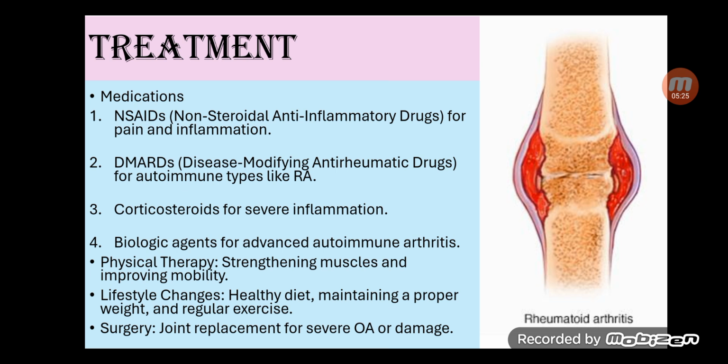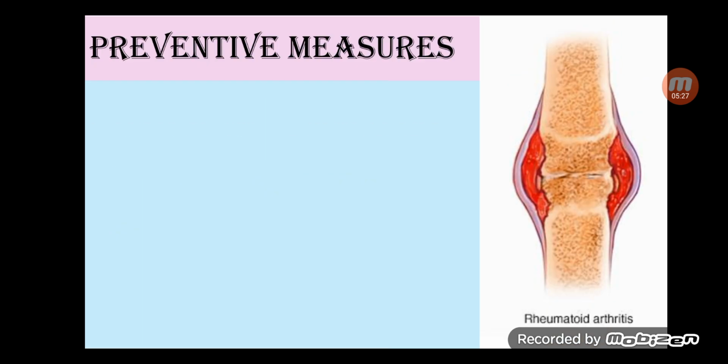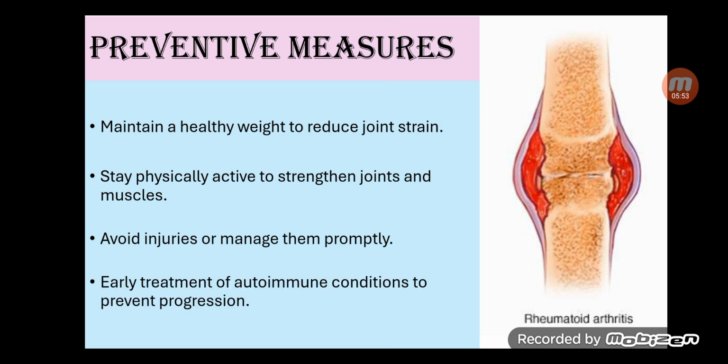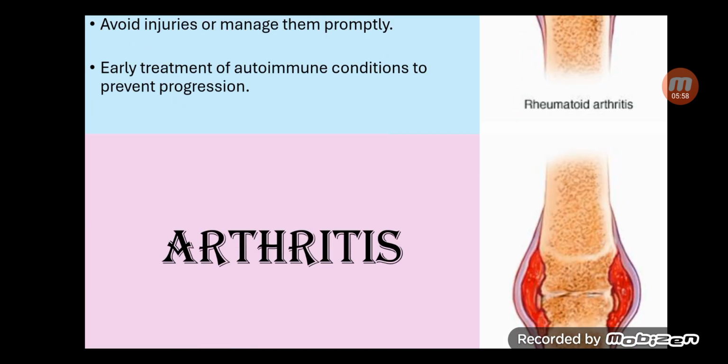So the next slide. How we can prevent arthritis. Maintaining a healthy weight to reduce joint strain is one of the factors that can prevent arthritis, especially if it is due to high weight or obesity. The other thing we can do is staying physically active to strengthen joints and muscles. Avoiding injury and managing injury properly is also included in preventive measures for arthritis. Then we can also do early treatment of autoimmune conditions to prevent progression of arthritis.